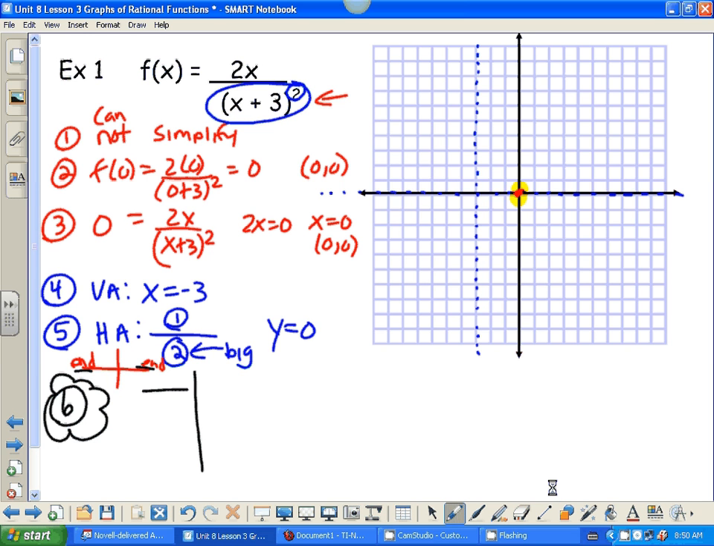So here is what I'm going to start with. If I know that my vertical asymptote is at -3, then maybe I want to see, well, what is happening at -4? So when I put -4 in here, I'm going to get -8 over (-4 + 3) squared, which is (-1) squared, which is 1. So I'm going to get the point (-4, -8).